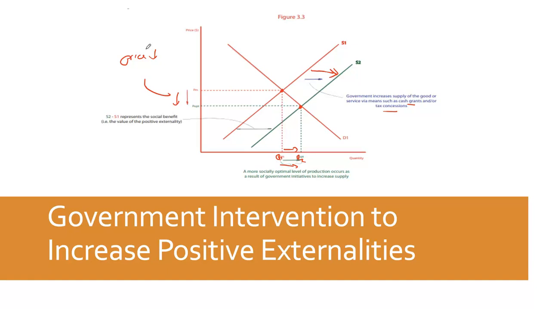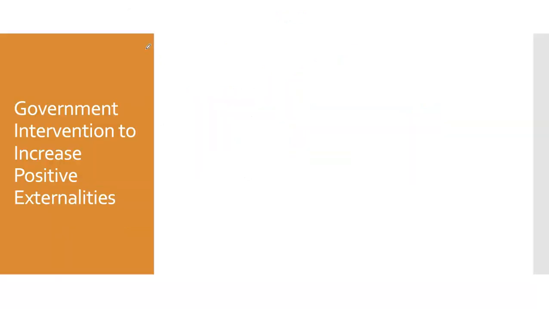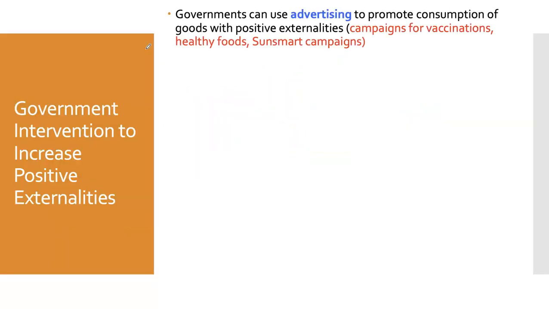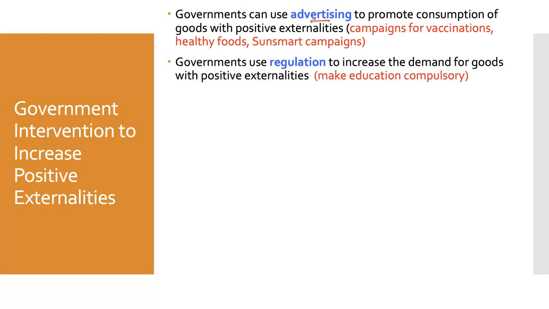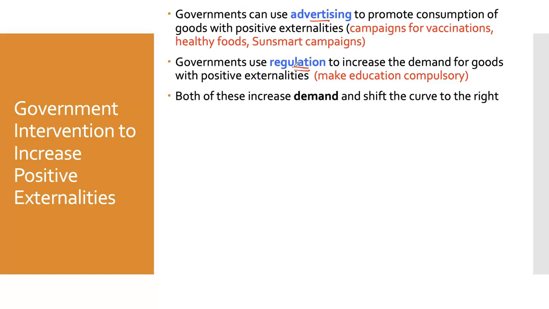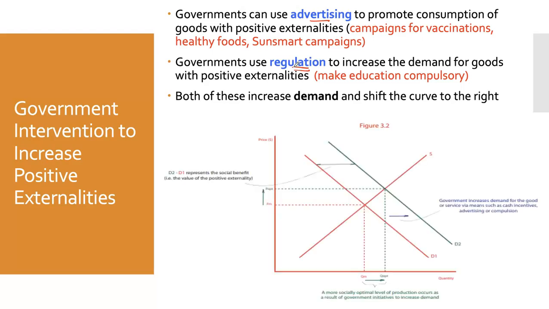So the government intervenes. How do we sometimes do this to increase? They might do advertising. We've talked about that. We might also use regulation to increase the demand, so make education compulsory, and this will increase demand to the right. Here is the example.